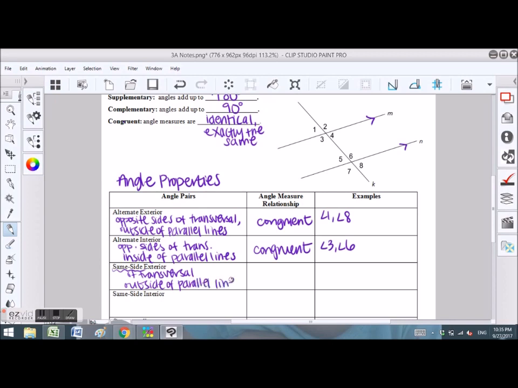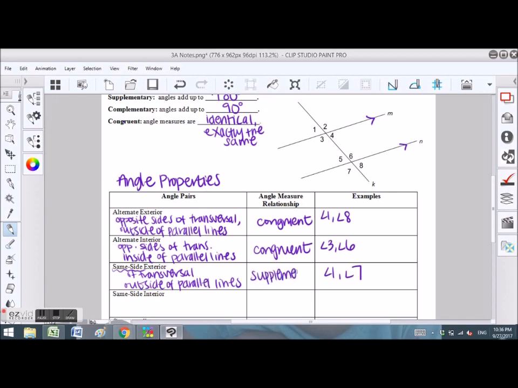So, if we're looking to the left side of line K, left side because it has to be on the same side of the transversal, but outside of the parallel lines, we could see angle 1 and angle 7. Now these two angles do not look exactly the same. Angle 7 looks much bigger. So these two are actually supplementary when it comes to their measures.